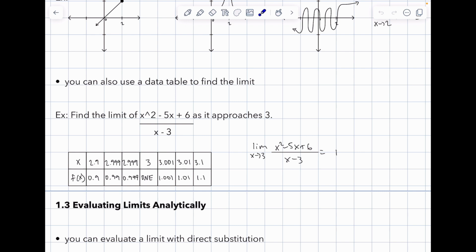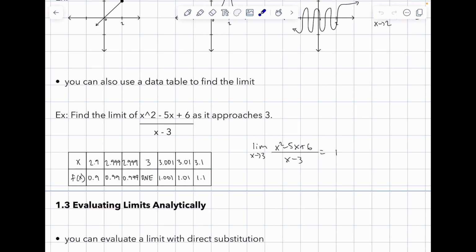And so if we look at this example here, find the limit of x squared minus 5x plus 6 over x minus 3 as x approaches 3. So we have a data table here with points where our x value is approaching 3. We also have points to the left of x equals 3, so these points here, and they are relatively close to x equals 3. As you can see, they're off by just like 0.001. And then we also have points to the right of x equals 3.